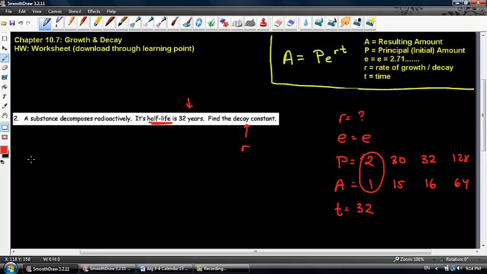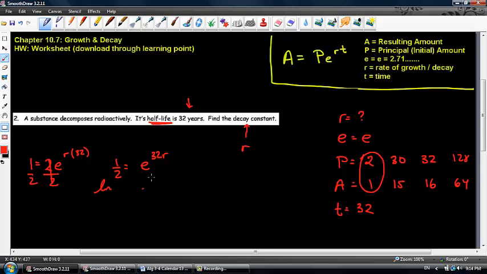which means that A equals PE to the RT. So A is 1, and that's going to equal 2E to the R. Well, in this case, R is what I'm trying to find, and then T is going to be 32. Now we're back to kind of where we started. I'm going to divide both sides by 2, so I have 1/2 equals E to the 32R.